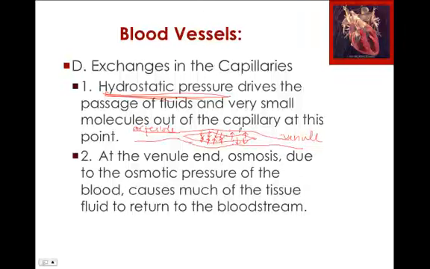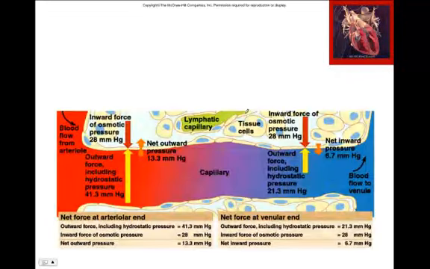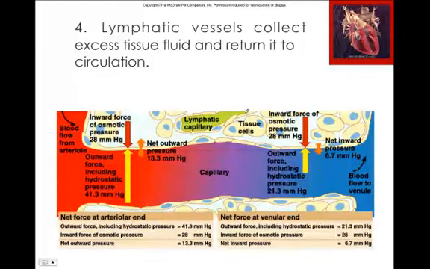So again, that's partially because we have all this protein in the blood. And so as we build up fluid out in the tissues, eventually we hit a point where we'll pull fluid back in due to osmosis. So that's exactly what this diagram is showing here. On the arterial end, our hydrostatic pressure is greater than the osmotic pressure that would draw fluid back in.